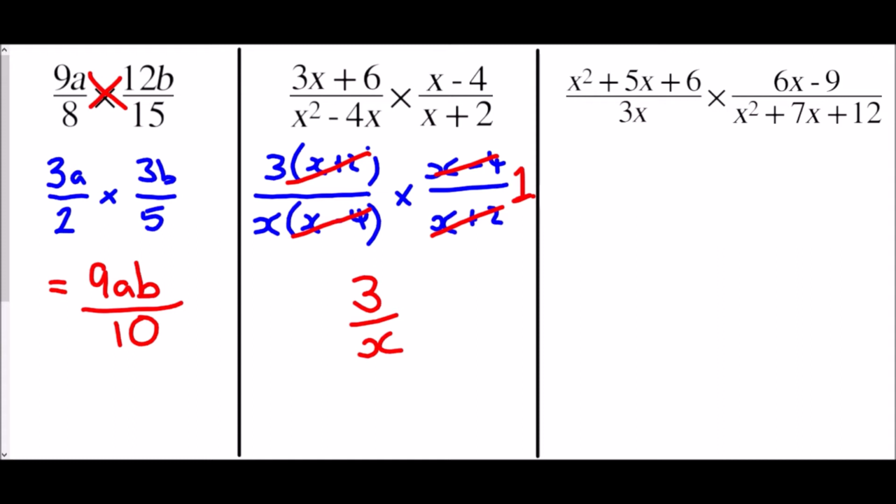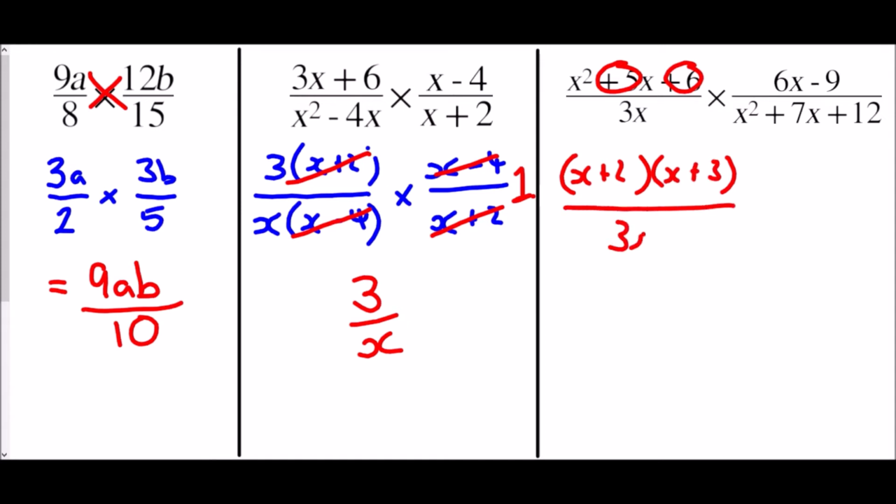In the final one, I have x squared plus 5x plus 6 over 3x times 6x take away 9 over x squared plus 7x plus 12. This has two expressions in the form of x squared plus bx plus c, which means I'm going to need double brackets when it comes to factorising. So in the first one, x squared plus 5x plus 6, I need two numbers that multiply to make positive 6 but add to make positive 5. Well, that's going to be x plus 2 and x plus 3, and that's all over 3x.